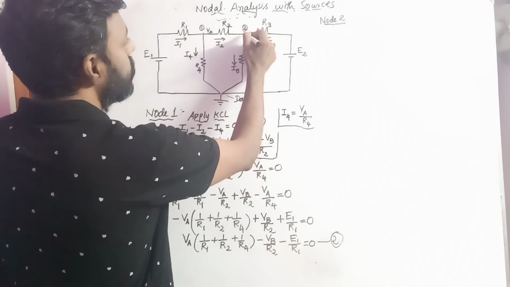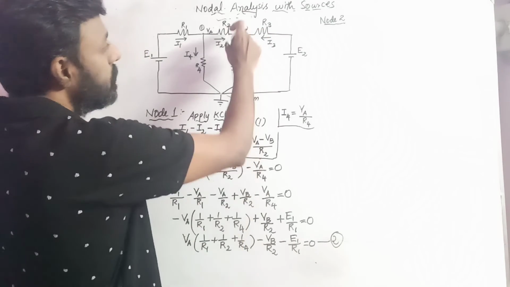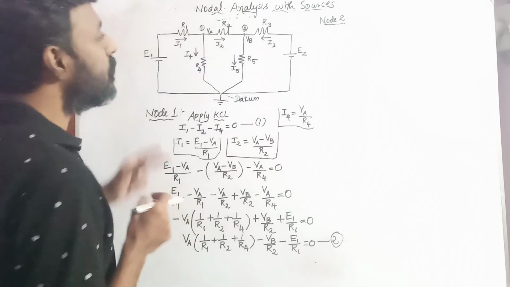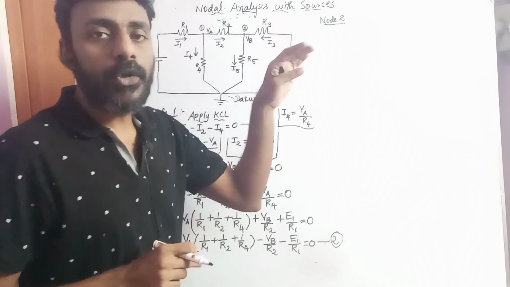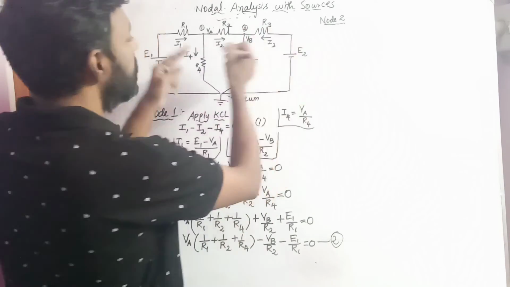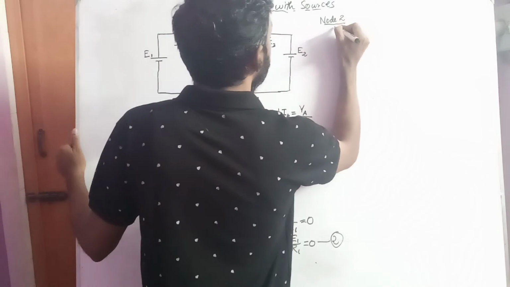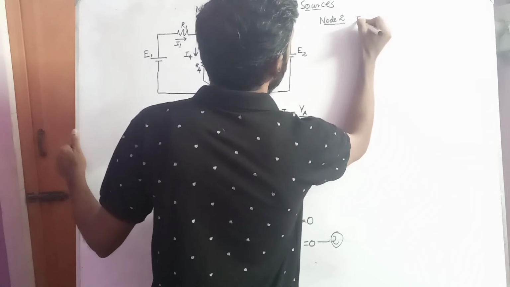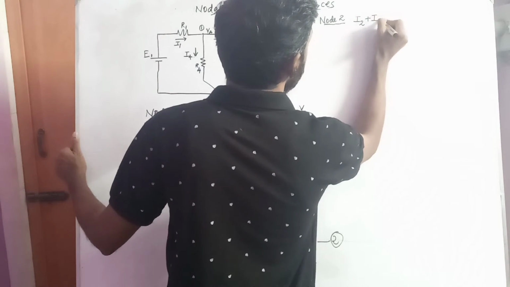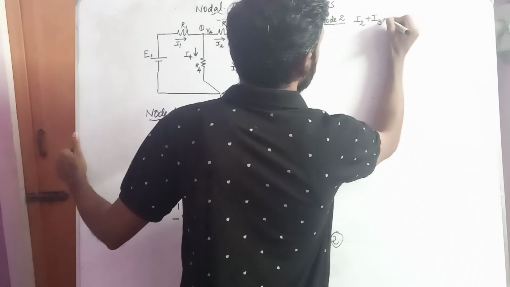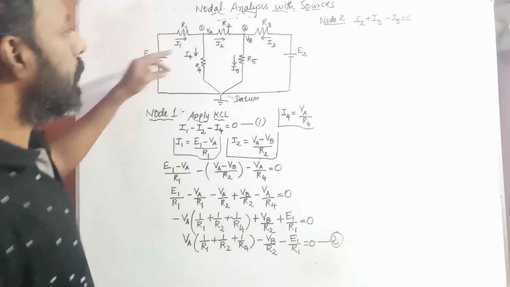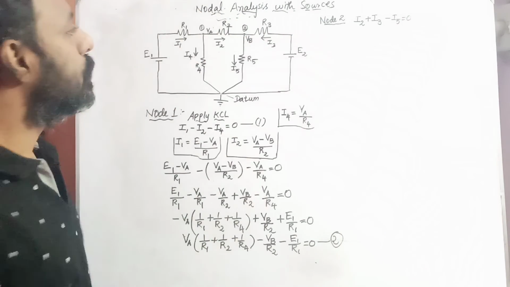Node 2. Now applying the current law at junction point 2, the sum of incoming current is considered to be positive and the sum of outgoing current is considered to be negative. So what are the incoming currents that are coming inside? The incoming currents are I2 plus I3 minus I5 equal to 0. I2 plus I3 minus I5 equal to 0.